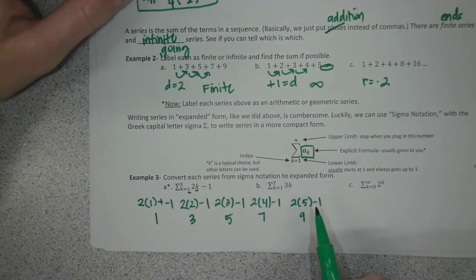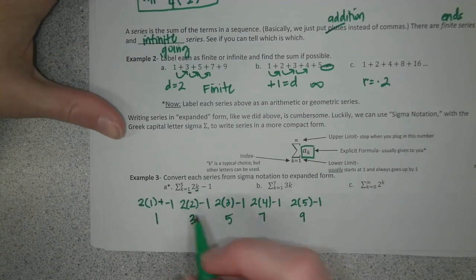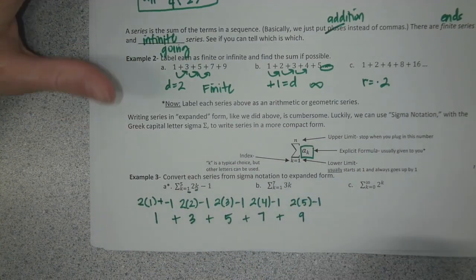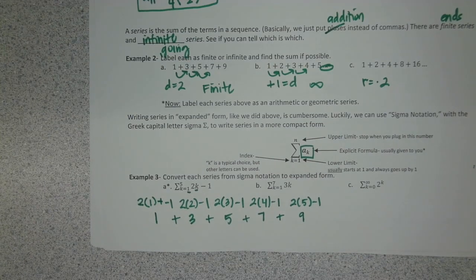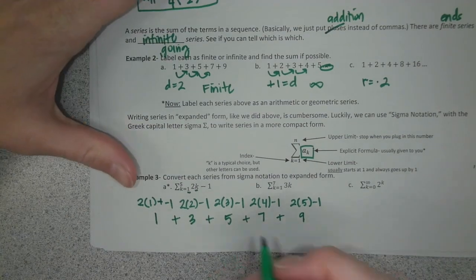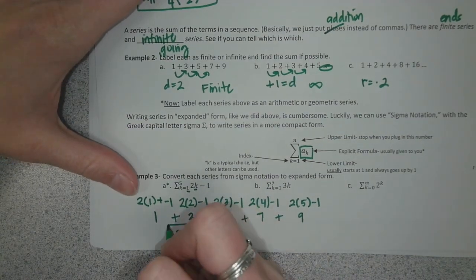Okay, so now we need to add them together. We're going to add 1 and 3, and 5, and 7, and 9. And that will give us our sigma answer. When we add all of these together in our calculator, we get 25. So 25 will be our answer.